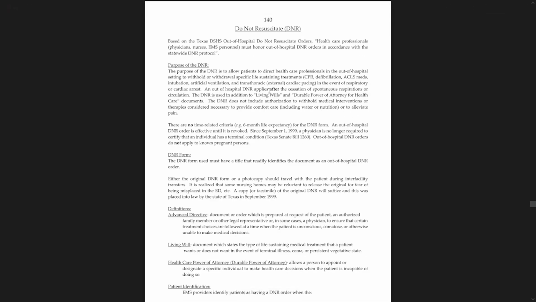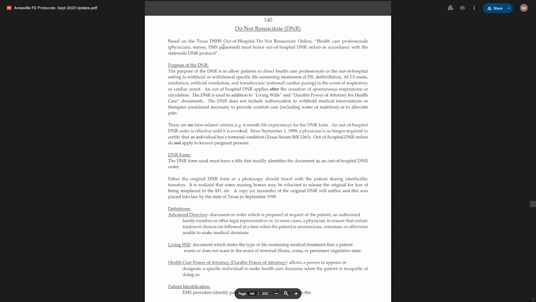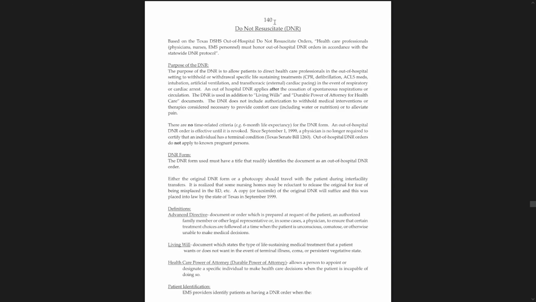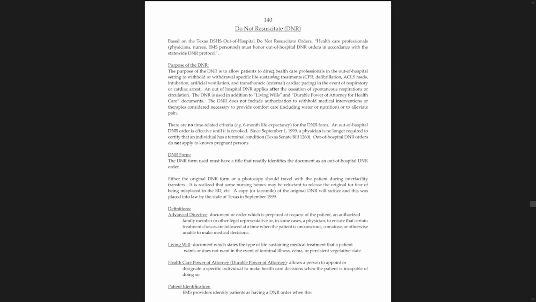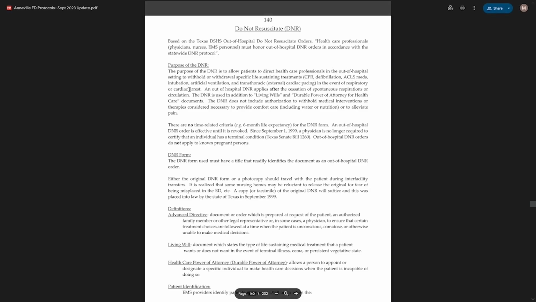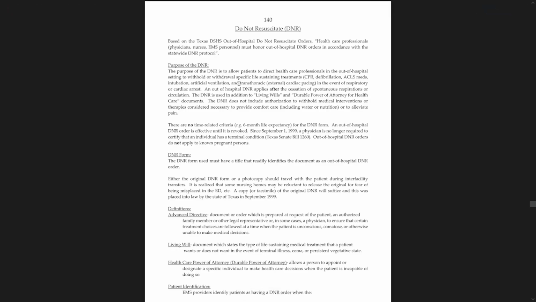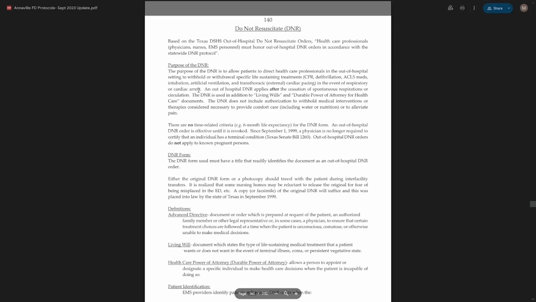Do not resuscitate, or DNR. Based on the Texas DSHS out-of-hospital do not resuscitate orders, healthcare professionals, either physicians, nurses, or EMS personnel, must honor out-of-hospital DNR orders in accordance with the statewide DNR protocol. The purpose of the DNR is to allow patients to direct healthcare professionals in the out-of-hospital setting to withhold or withdraw specific life-sustaining treatments such as CPR, defibrillation, ACLS medications, intubation, artificial ventilation, and transthoracic external cardiac pacing in the event of respiratory or cardiac arrest.